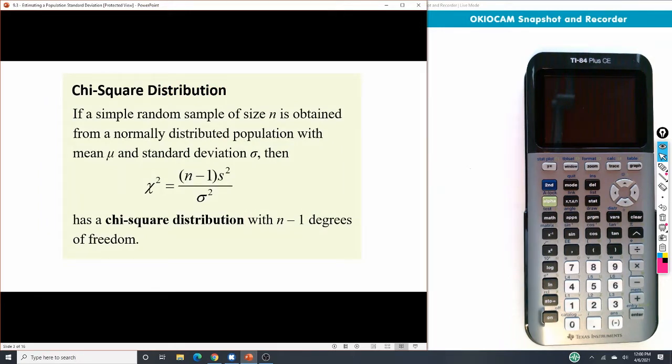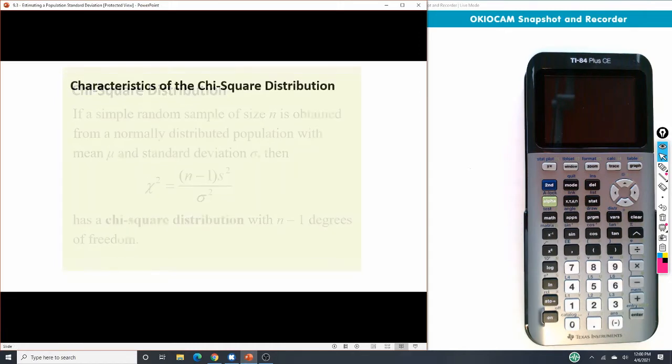So if a simple random sample of size n is obtained from a normally distributed population with mean of mu and standard deviation of sigma, then chi-squared equals n minus 1 times s squared divided by sigma squared. And this has chi-squared distribution with n minus 1 degrees of freedom.